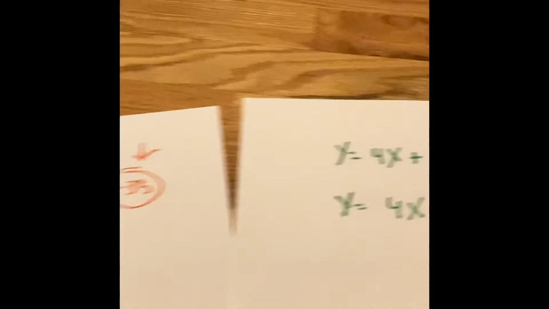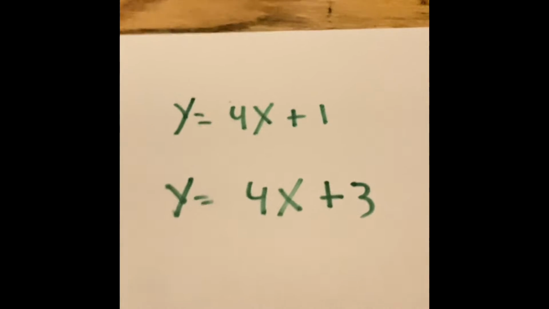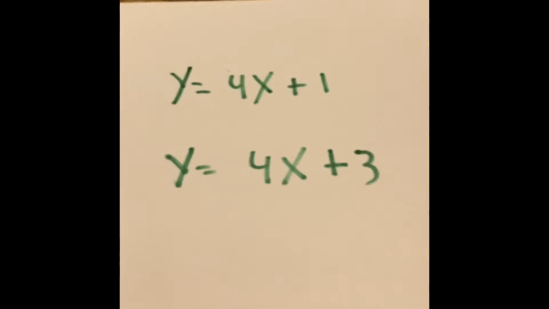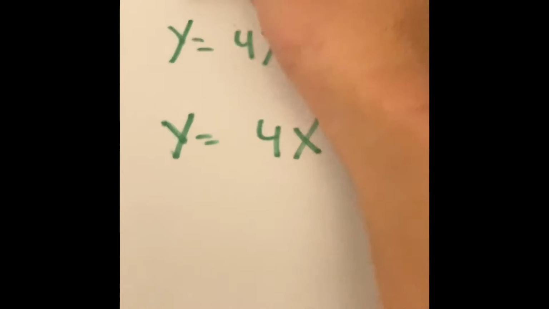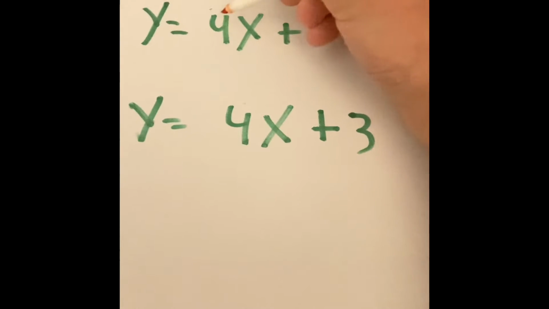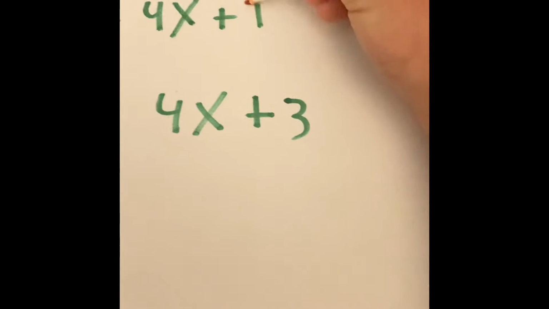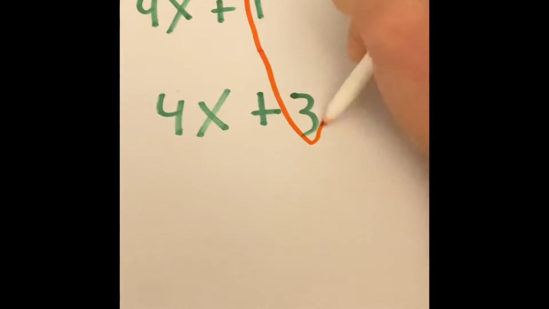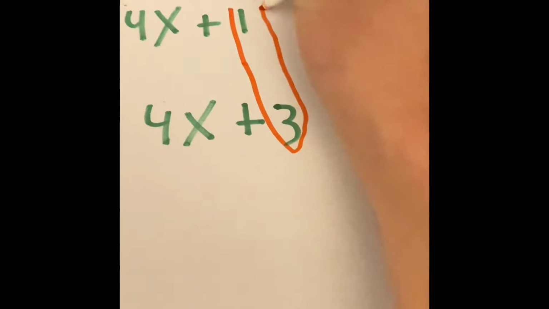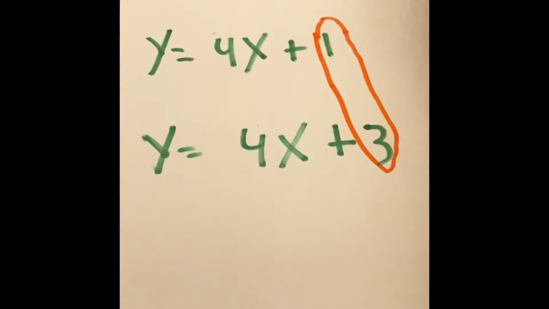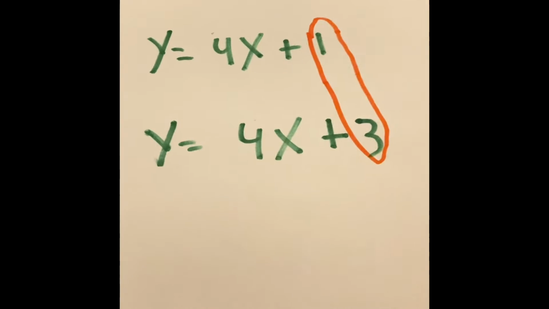The next type of answer that we're going to get is a little bit strange because we have y as the same, our slope of 4 as the same, x as the same, but the only difference is going to be the 1 and the 3. So they start at different places. Let's see what happens when we graph the two.